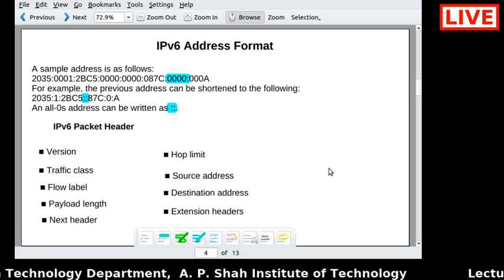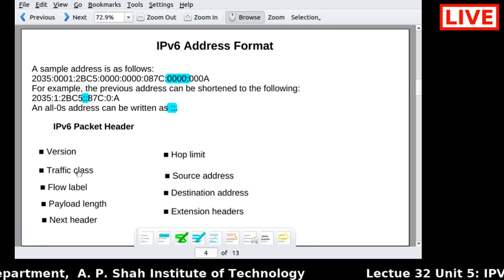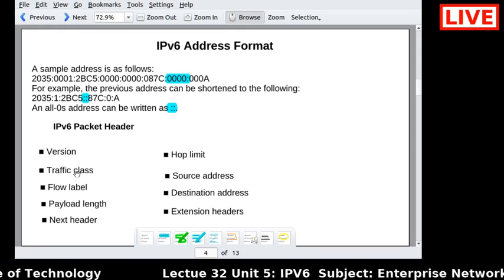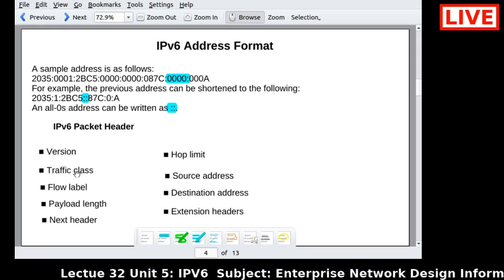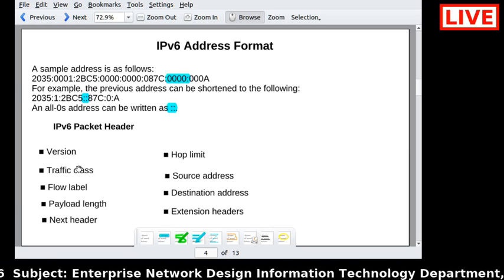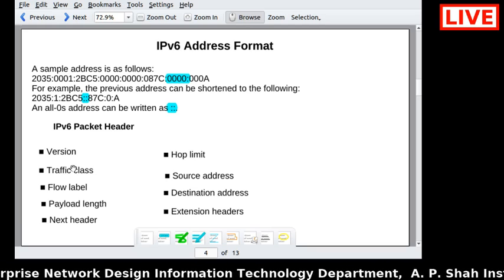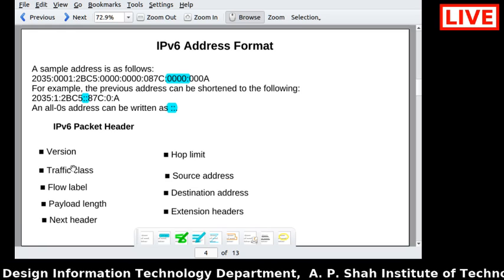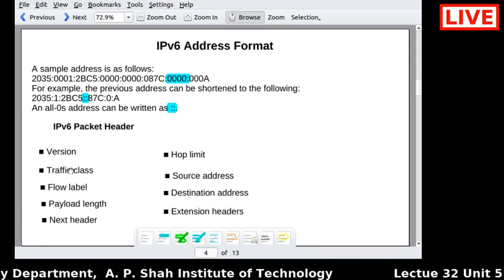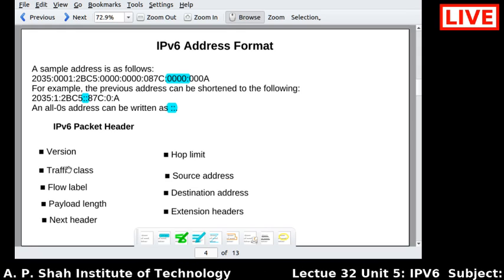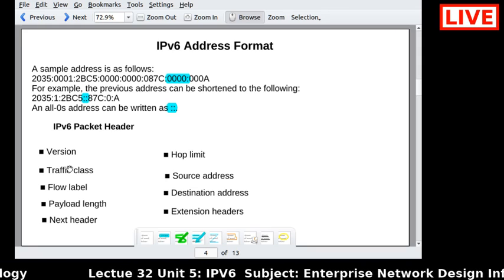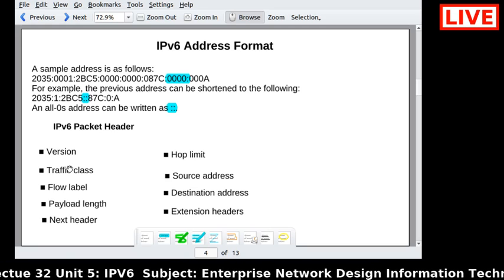Then the traffic class, the second one, which is an 8-bit field, is similar to the TOS, the type of service field, in IPv4, which is also an 8-bit field. This field is useful for tagging the packet with the traffic class, so it is useful for labeling also. The function is similar in both IPv4 and IPv6.